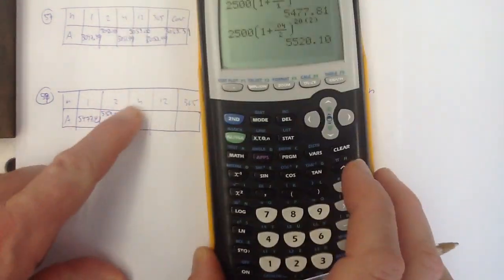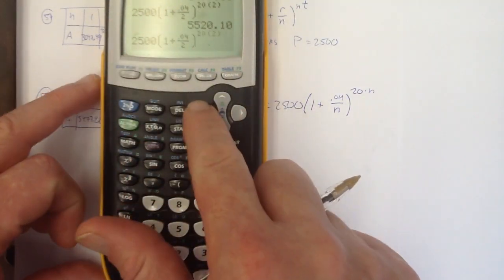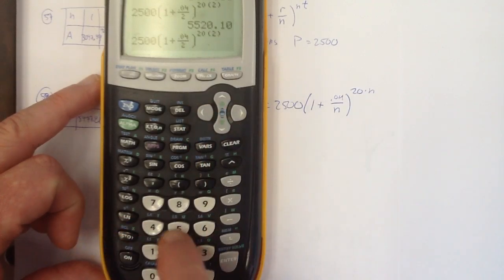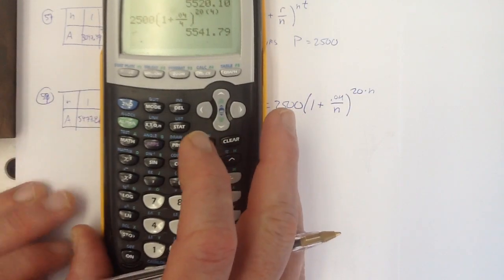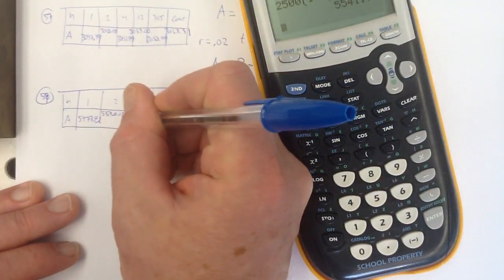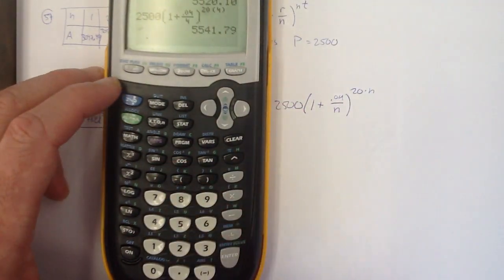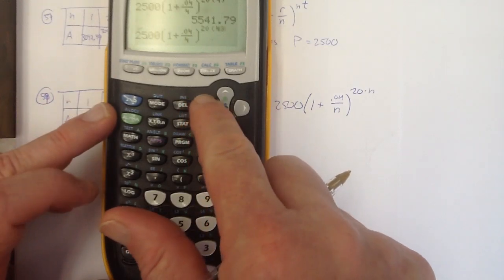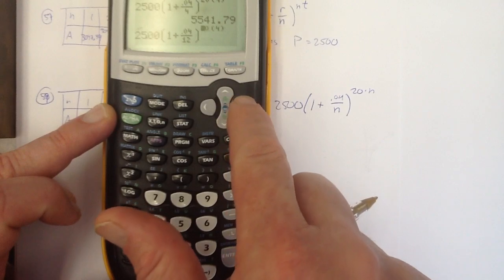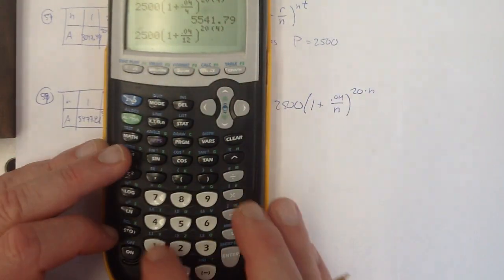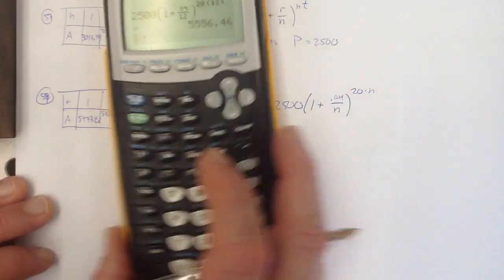$5,520.10. And then to do it for 4, I'm going to go back to second entry, pull that up again, change those to 4s. $5,541.79 for 12. And this is why I did the fraction bar thing, because I can turn that into 12 and it's not going to mess up how many spaces there were. If you don't do the fraction thing, you could possibly have an issue with that.